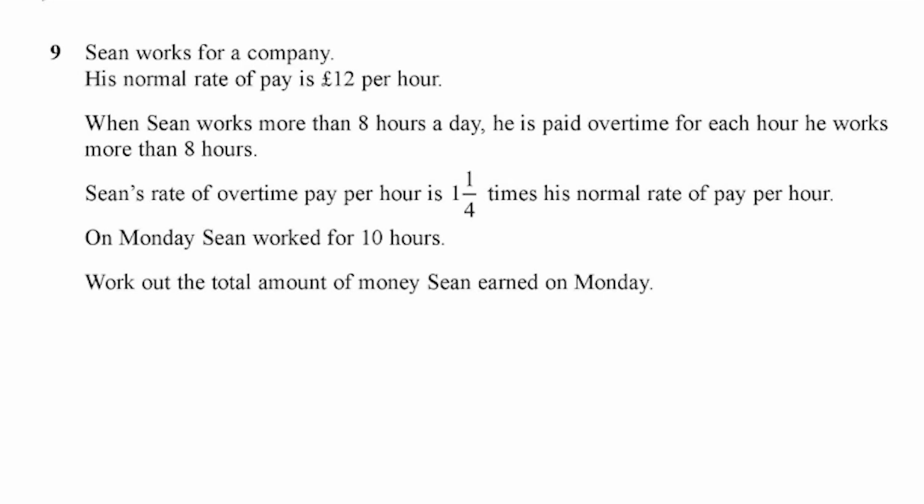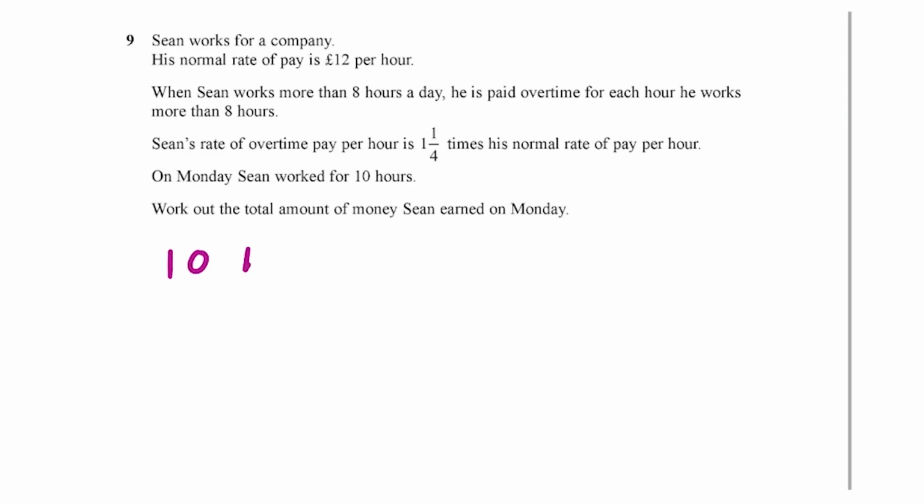Right, so he's worked for 10 hours. If he works for 8 hours, that is paid at his normal rate of £12 an hour, but everything over that, he gets a different rate of pay, which includes this extra bit for the overtime.